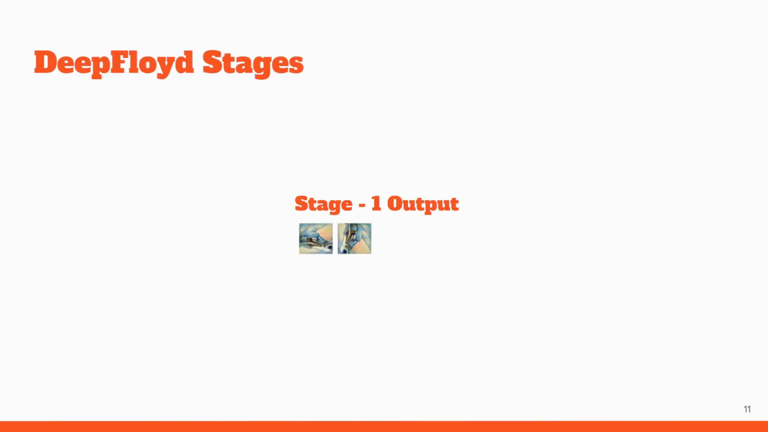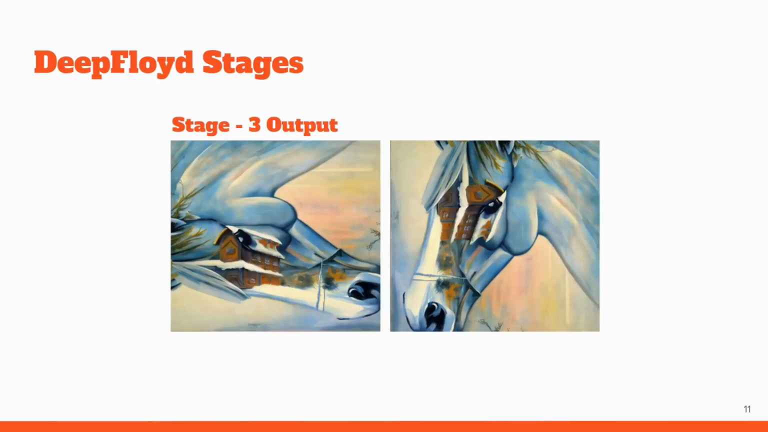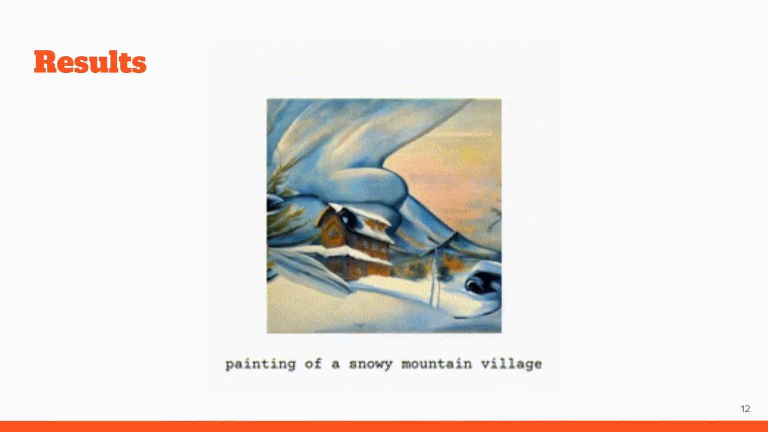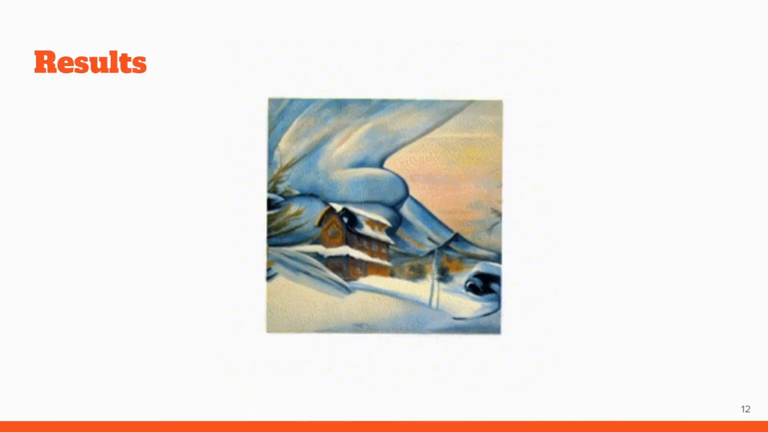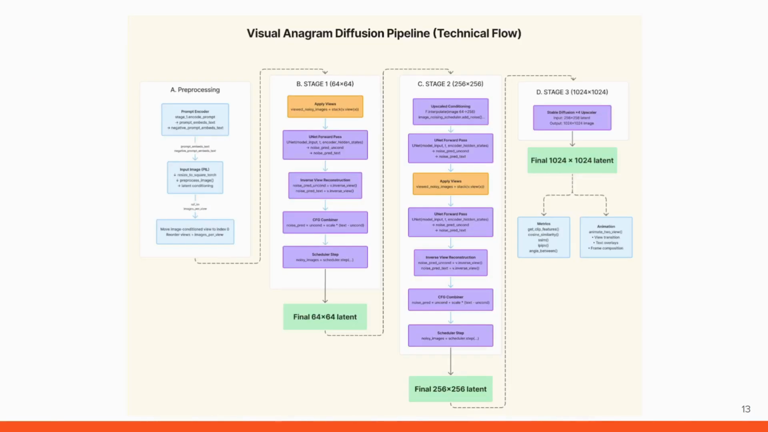We'll go through an example of how the actual output looks. This is how the stage 1 output would be, then the output of stage 2, and the output of stage 3. The final result after stage 3 would be an animated video, which would often be in this format where we can see both the visuals. The next part about the pipeline will be further explained by Markham.